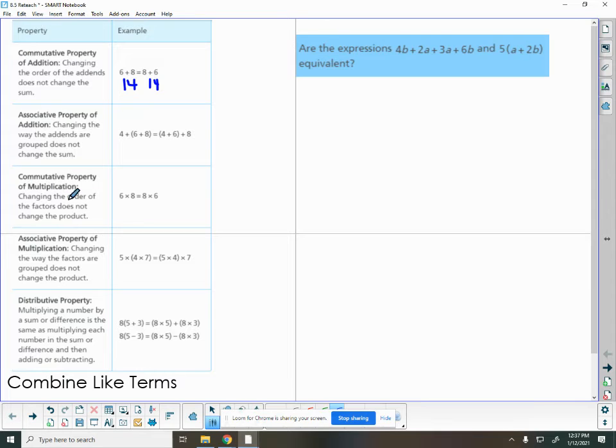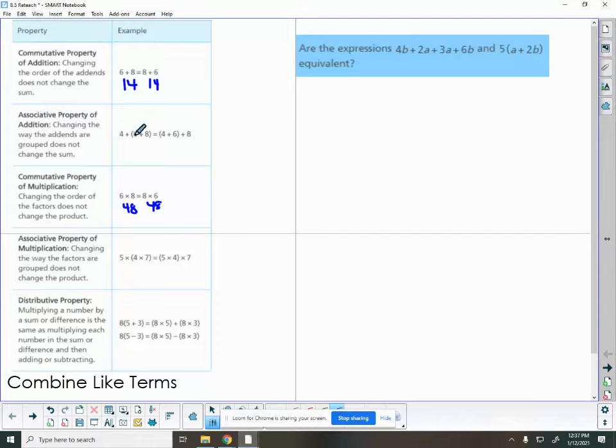We can do that same thing to multiplication. 6 times 8 is 48, and 8 times 6 is also 48. So when we multiply or add, it doesn't matter which one comes first.